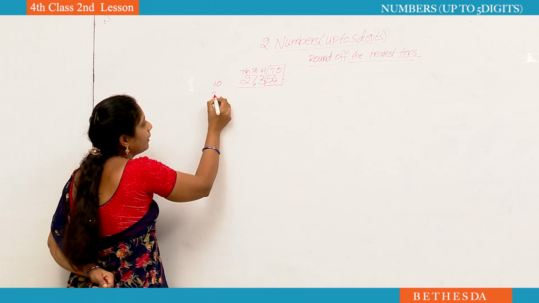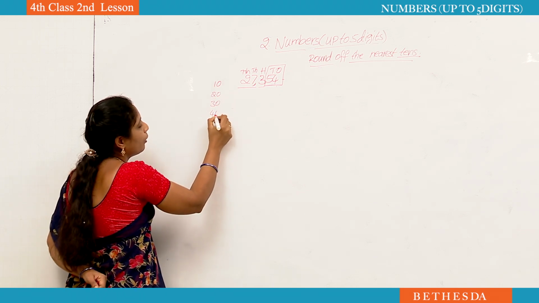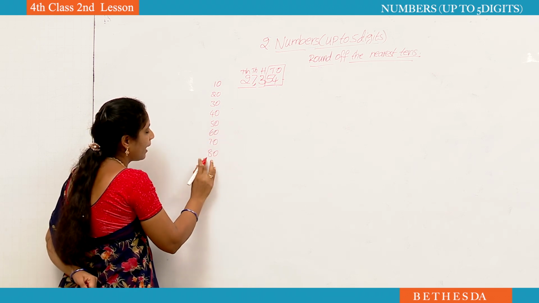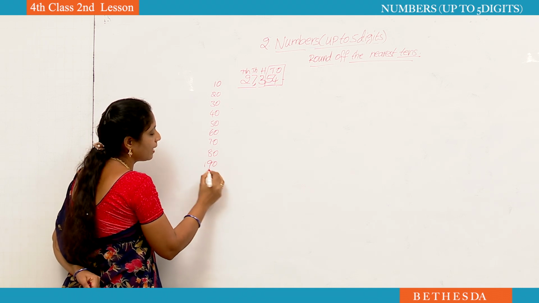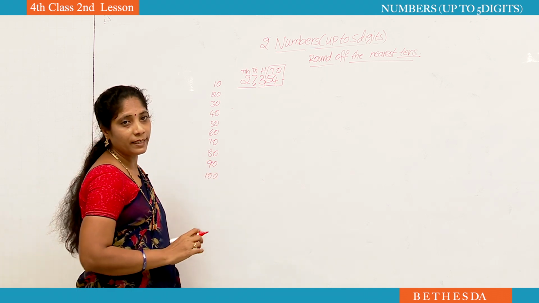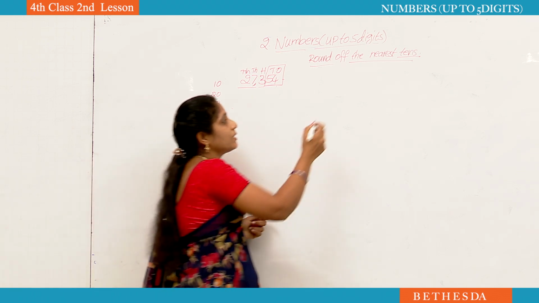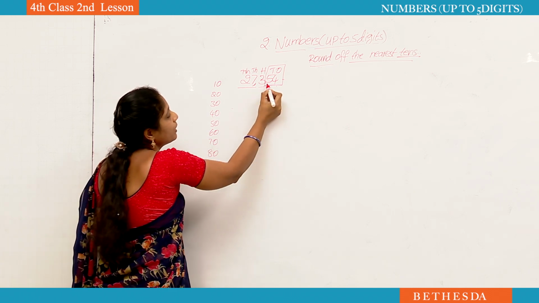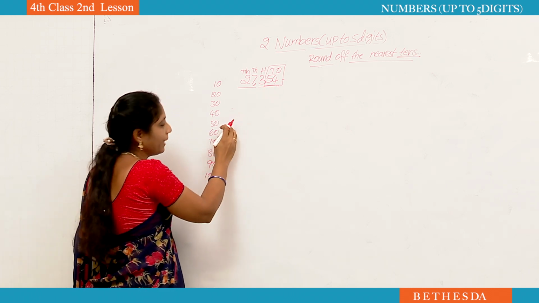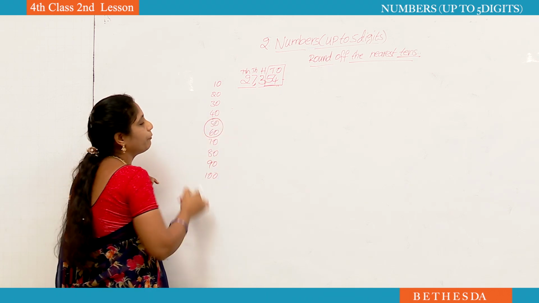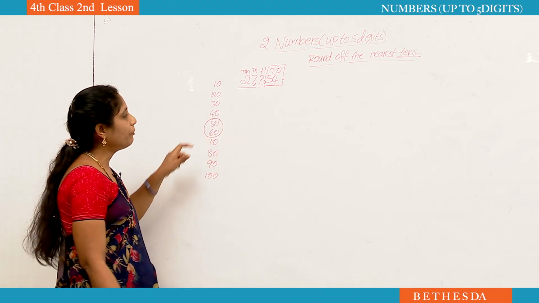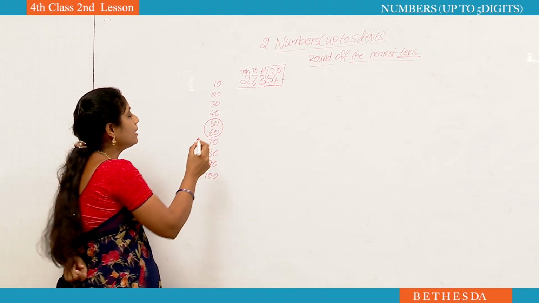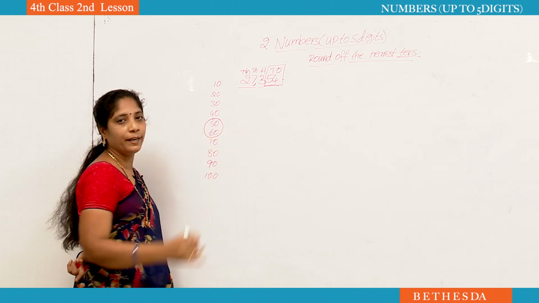That's why you have to write the tens. What are the tens? 10, 20, 30, 40, 50, 60, 70, 80, 90, 100. These are the tens. Teacher, why did you write tens? Maybe you can ask. Why? Because he is asking the nearest tens. That's why I wrote all the tens. Now, if you observe the 54, where will it be? It will come in the middle between 50 and 60. Now, this is the round off. We can take 50 or 60, any number.